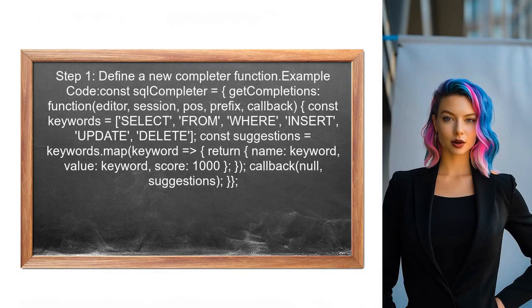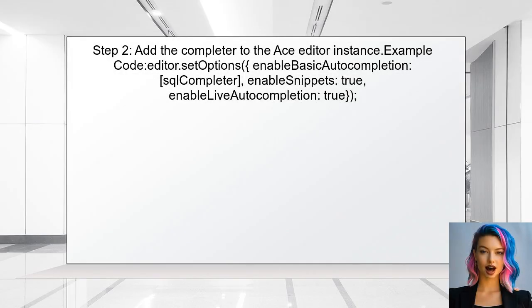To add your own completer in the ACE editor, the user should start by defining a new completer function. This function will provide the SQL keywords that the editor will suggest. Next, the user needs to add this completer to the ACE editor instance. This is done by using the editor's setOptions method to include the new completer.